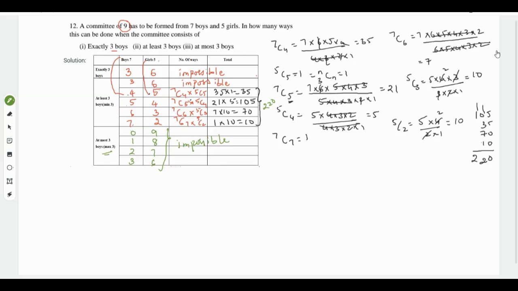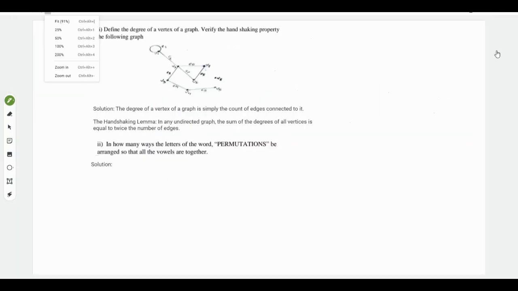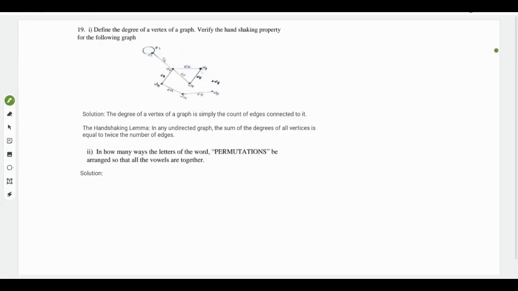Okay, moving on to the next question. Define the degree of a vertex of a graph. Verify the handshaking property for the following graph. So what is the degree of a vertex? The degree of a vertex of a graph is simply the count of edges connected to it. So we have to count how many edges are connected to it. That will give you the degree of the vertex.